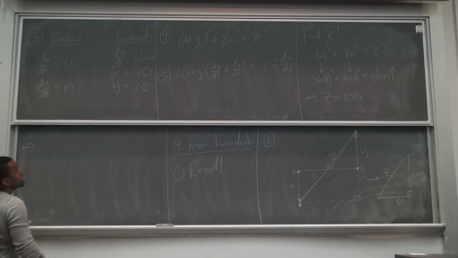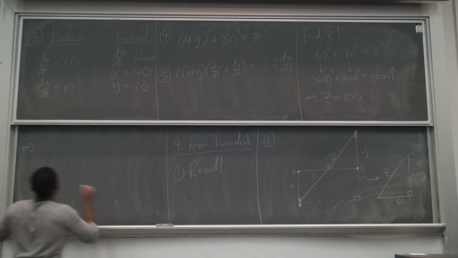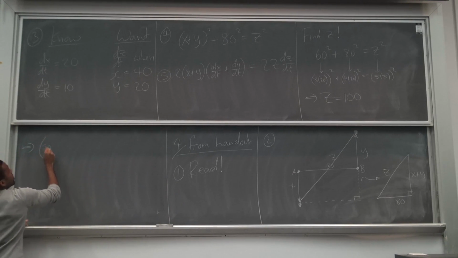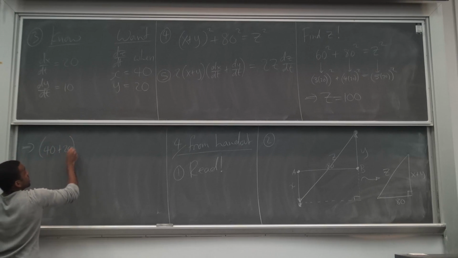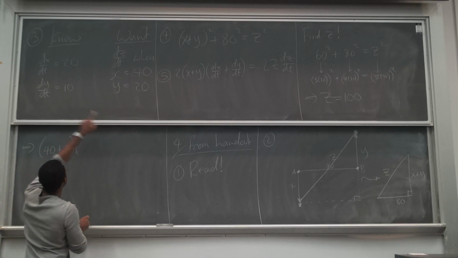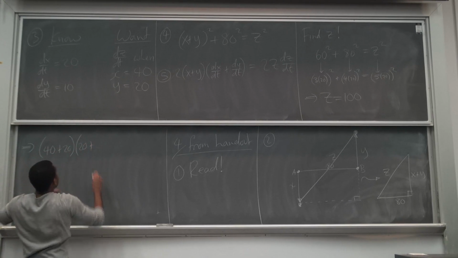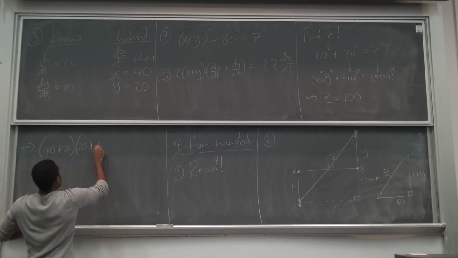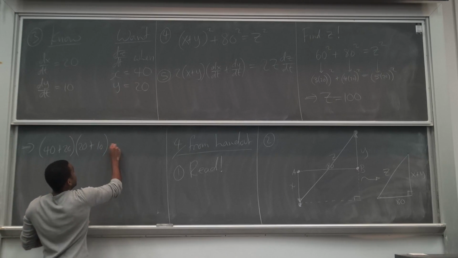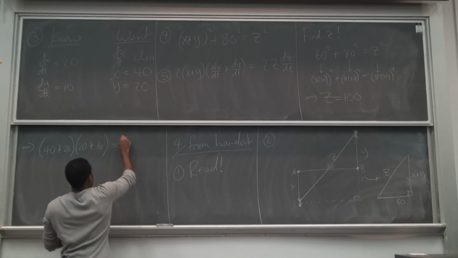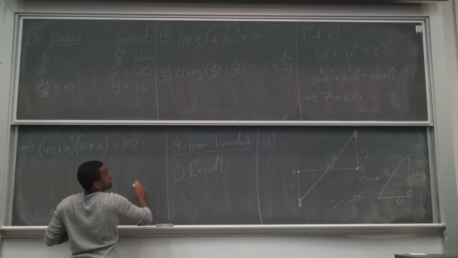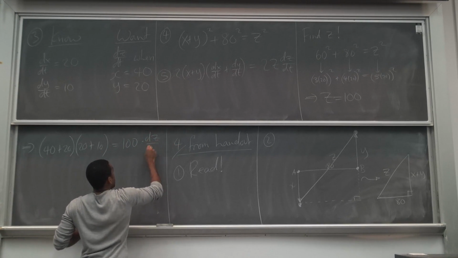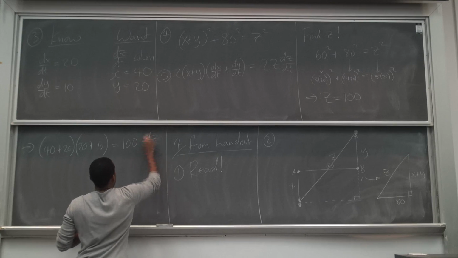This means, start to plug them in. X plus y, so this means I have 40 plus 20 times dx/dt, which is 20, plus 10 times dy/dt, which is 10, equals z, which is 100, times dz/dt, which I don't know. That's actually what I want to solve for.